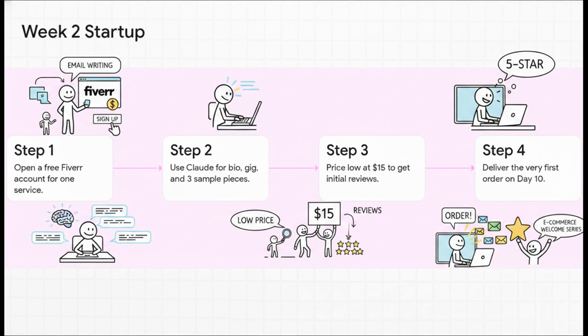Step 1, open a free Fiverr account offering just one service, like writing professional emails. You don't need any graphic design skills for this. Step 2, spend about 2 hours using the AI tool Claude to write a great bio and 3 solid sample pieces. Step 3, price your service low, around $15, just to attract those initial reviews. And Step 4, by day 10, my first order actually arrived. I used AI to draft a welcome series, edited it for about 45 minutes to make sure it sounded totally human, and secured a 5-star review.